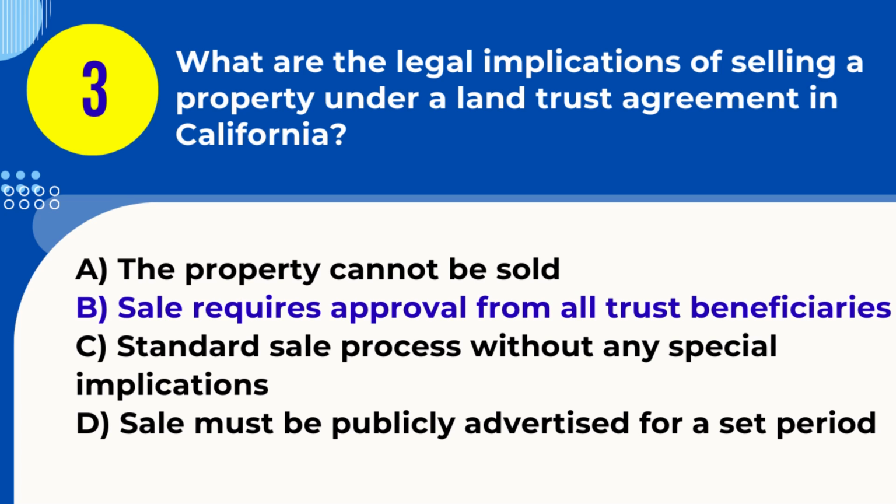Answer: B. Sale requires approval from all trust beneficiaries. Explanation: selling a property held in a land trust in California often requires approval from all beneficiaries of the trust, adding a layer of complexity to the transaction.